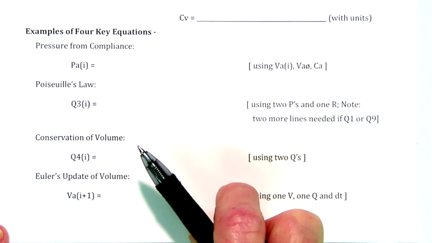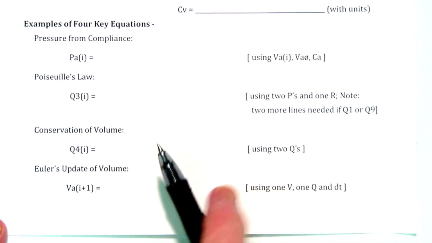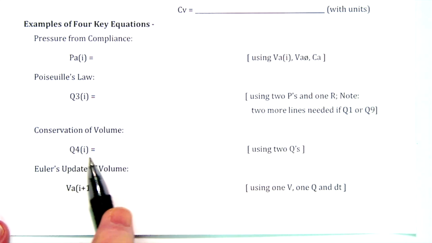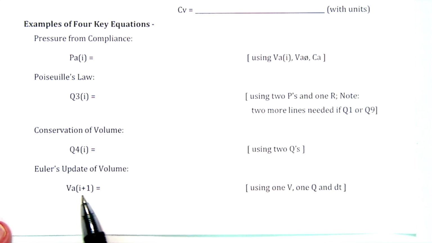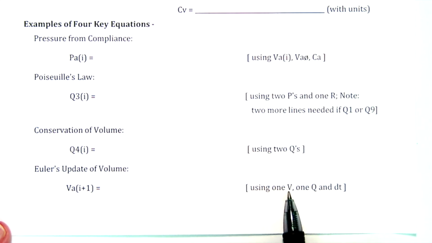Going on to the conservation of volume, write an equation for Q4. Here, it's also vectorized using two Q's. I'll let you figure out what the subscripts are for those. And then write an equation for Euler's update of volume V sub A at the updated time, the next time i plus 1, based upon one volume, one flow rate Q, and the increment of time dt. I'll let you put the subscripts on that.